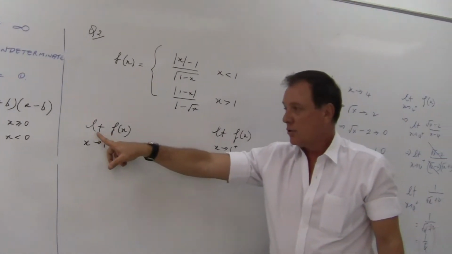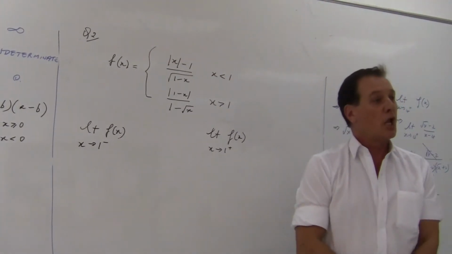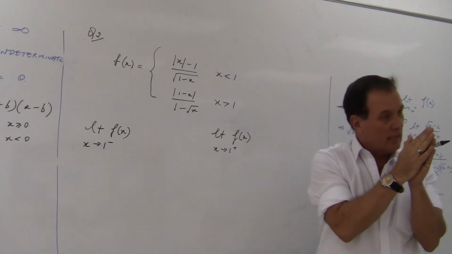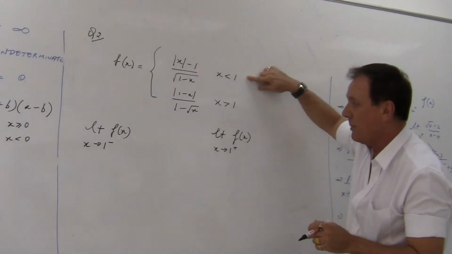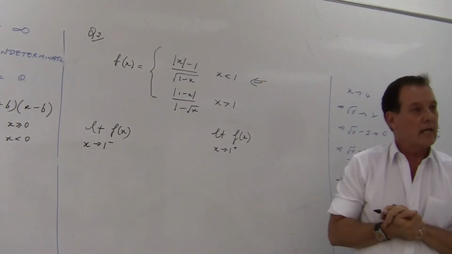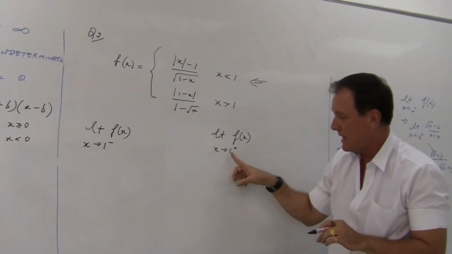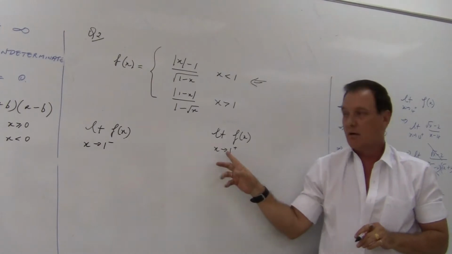Here we are. Try and evaluate the limit of the function as x approaches 1 from below. That means when x is less than 1. Up here, this is the one we've been looking at, when x is less than 1. This says below 1. This says above 1. Alright, so here we go.